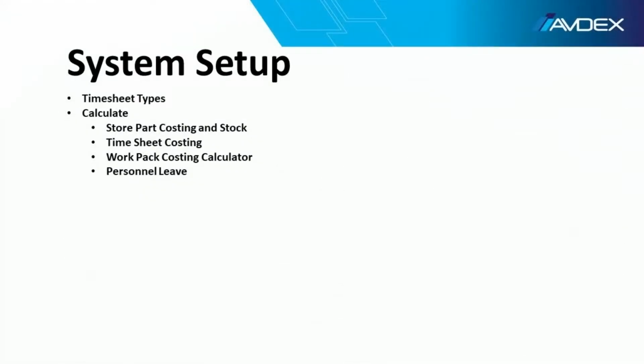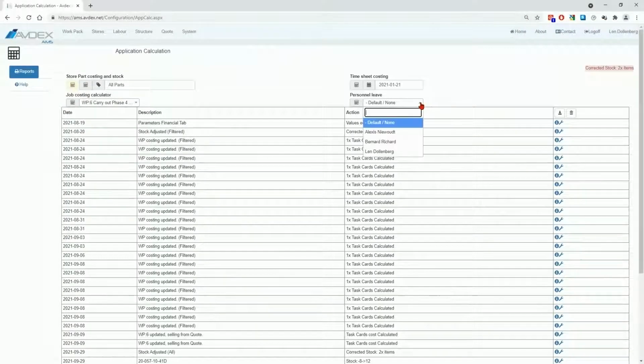Personnel leave. Select the person from the drop-down list. This will calculate personal leave on selected filters. This function is available on the personnel pages and should preferably be used on that page. Calculation results are displayed on the screen when completed. If the list of messages is long, it can be exported to an Excel file for further attention.